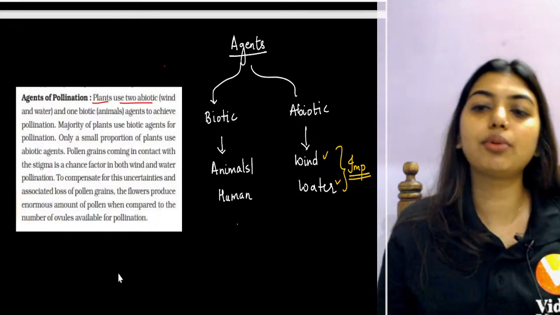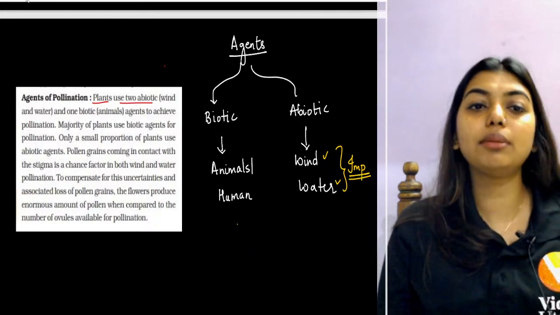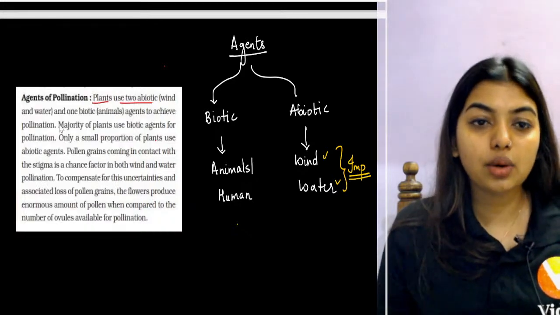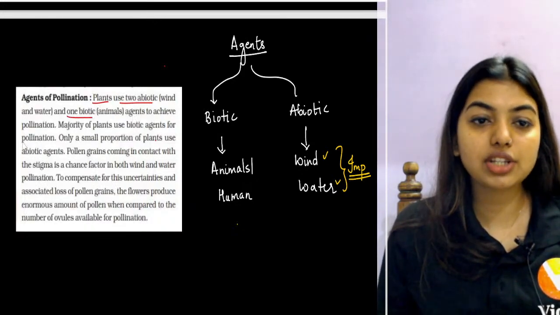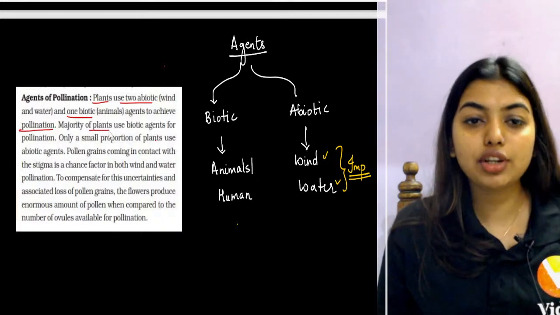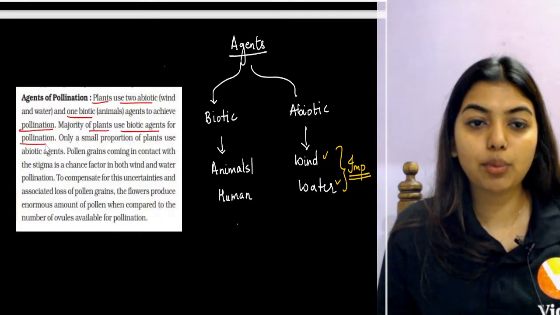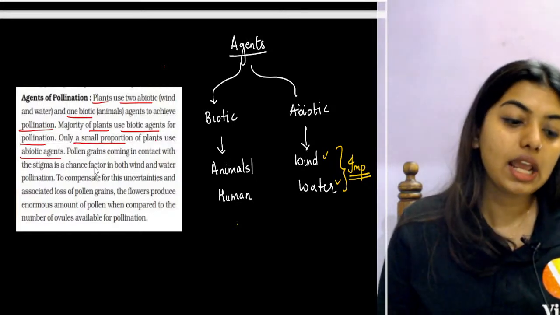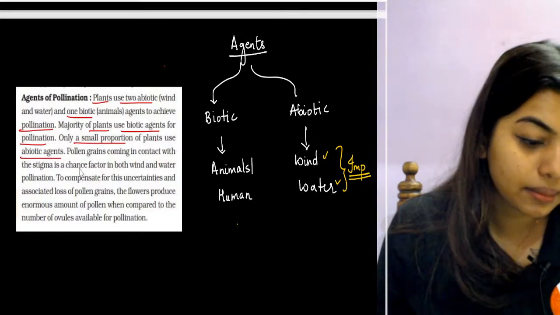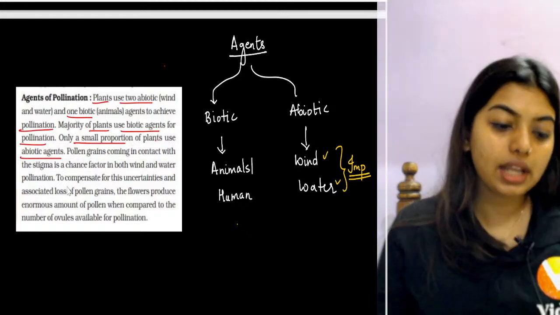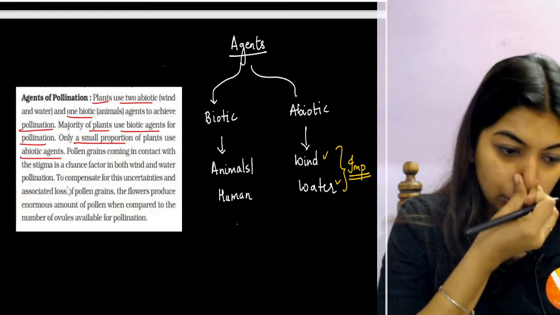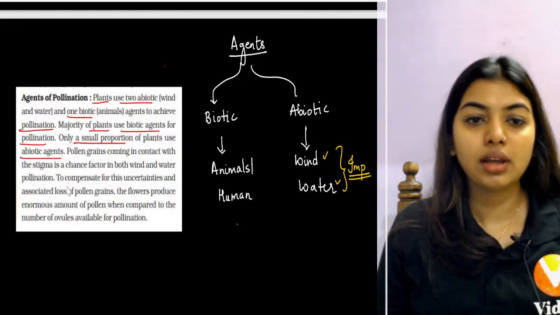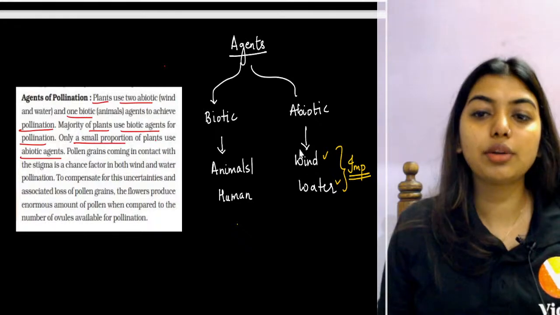Why are they the most important ones? Because they are going to be the main pollinators. Wind and water are the abiotic agents to achieve pollination. The majority of plants use biotic agents for pollination. Only a small portion of plants use abiotic agents. Understood? Main abiotic agents are going to be wind and water.